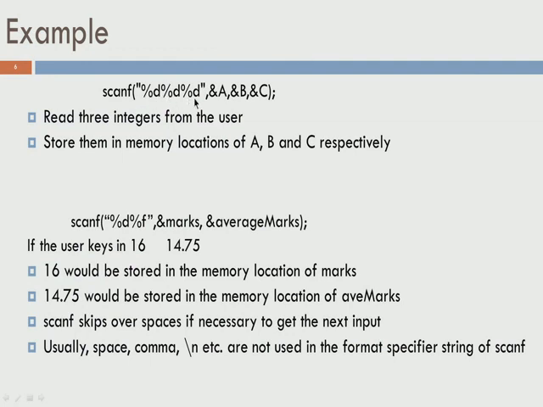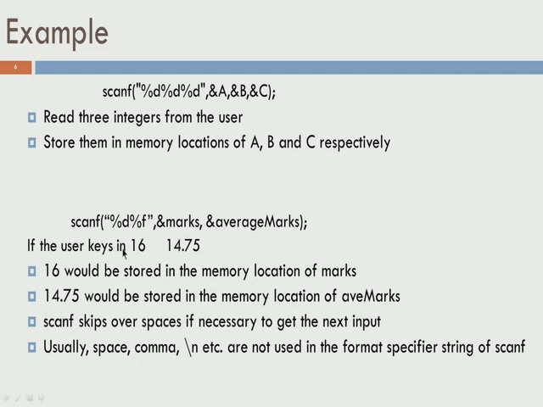Let us look at the other example we have seen before. scanf("%d %d %d", &A, &B, &C). Again, the order in which things are done is left to right for the format specifiers as well as left to right for the variables here. So it will expect 3 integers from the user and put these 3 in locations A, B and C respectively. Finally, if we have this kind of an example, %d %f, comma, ampersand marks, ampersand average marks, I am assuming that marks is an integer and average marks is a floating point value.